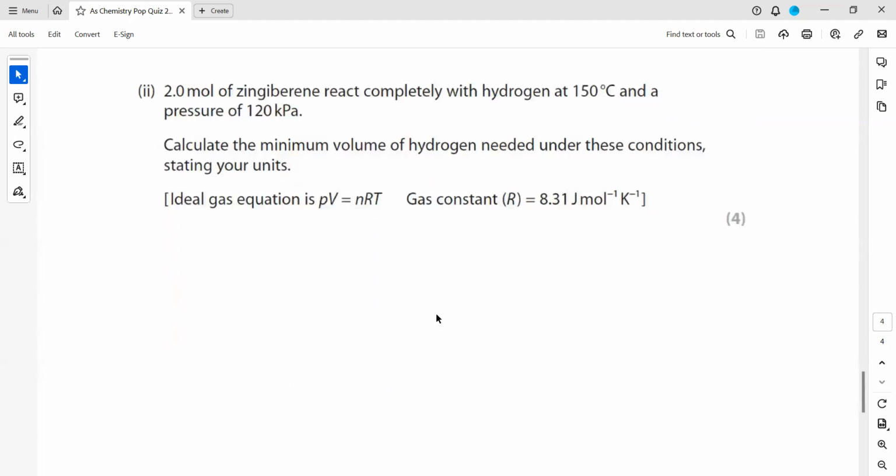Then we have an ideal gas equation question. We have 2 moles of the compound which react completely with hydrogen at 150 degrees centigrade and 120 kilopascal. Calculate the minimum volume of hydrogen needed under these conditions, stating your units. The ideal gas equation is PV equals nRT. So how can we work out this equation? First, the unit conversion is important.